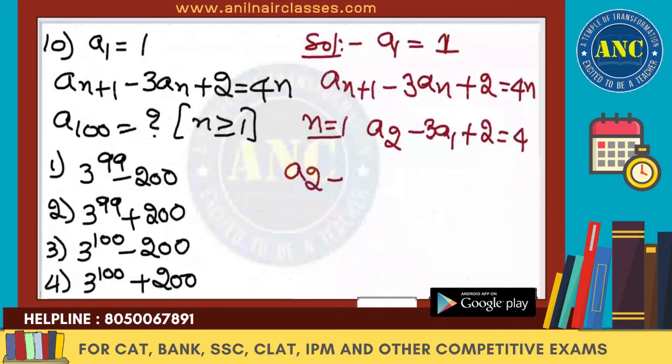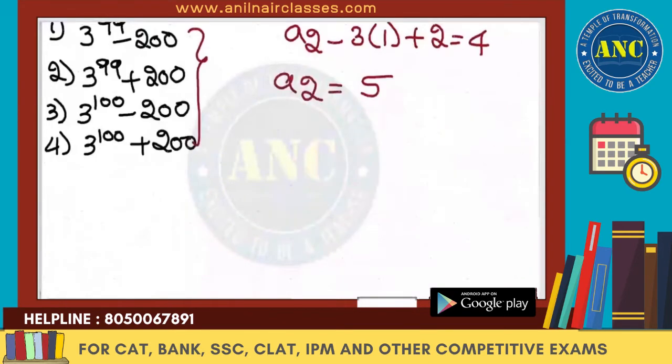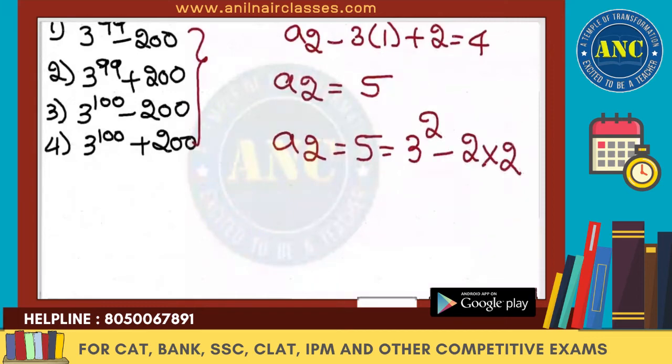a2 minus 3 a1 is 1 plus 2, equivalent to 4. So a2 is nothing but 5. Now if you see, all the options are of the form 3 power minus something. If you observe, a2 is nothing but 5. 5 can be written as 9 minus 4. So 3 square minus 2 into 2. So a2 is nothing but 3 square minus 2 into 2.